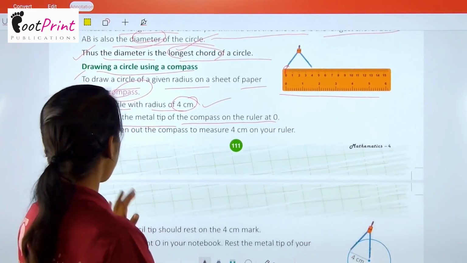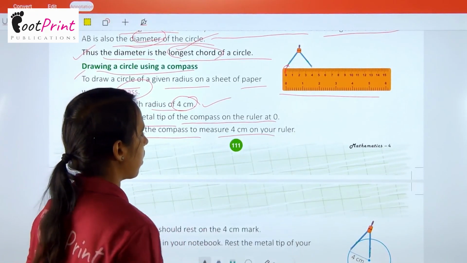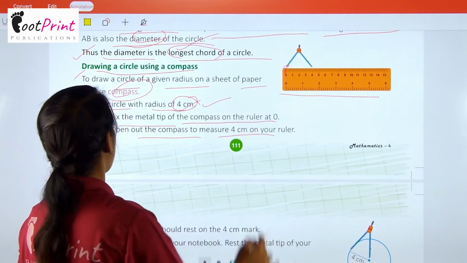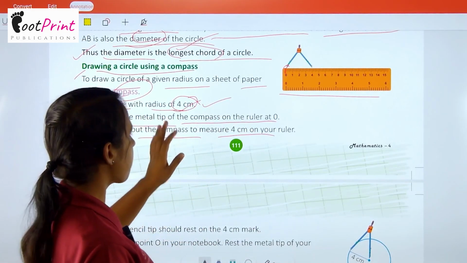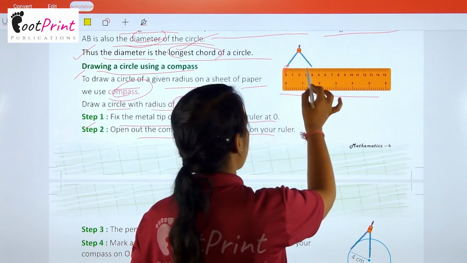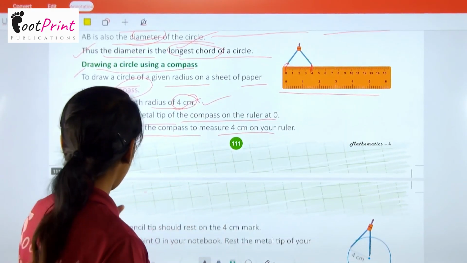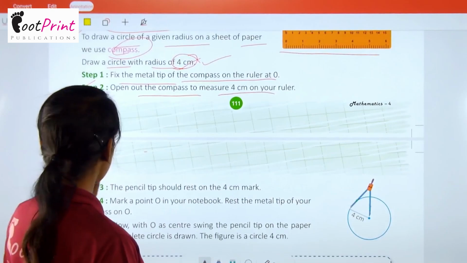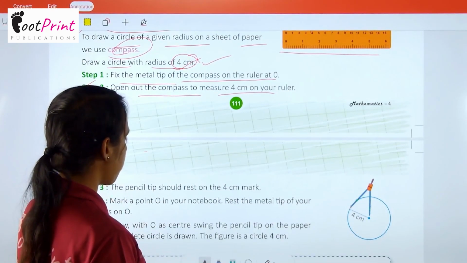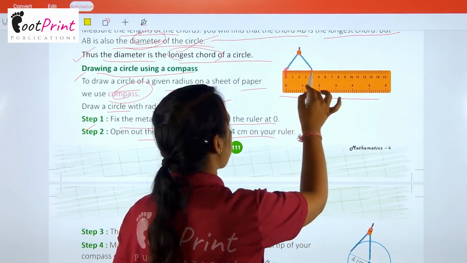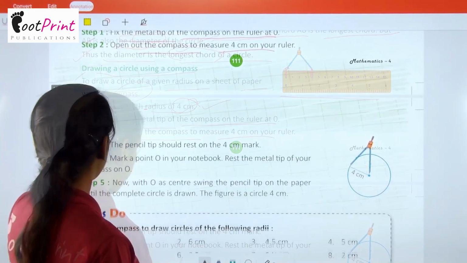Then open out the compass to measure 4 cm on the ruler. As we know, we have to make a circle of radius 4 cm, so we will open the compass up to 4 cm. Then the pencil tip should rest on the 4 cm. So now here the metal tip is on the 0 and the pencil tip is on 4.